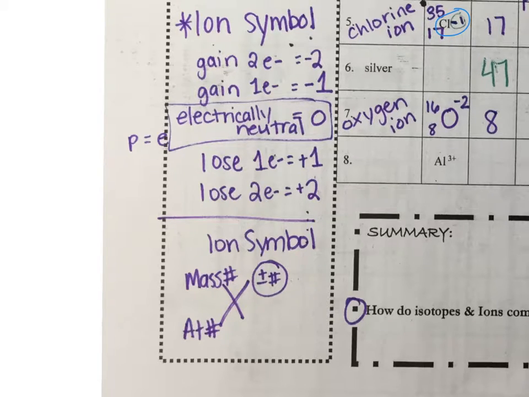So for the test, I need you to have this concept down. If you gain electrons, you become negative. If you lose electrons, you become positive. Exactly. Your ion symbol will still have the same little mass number, atomic number. The only new thing is you'll now have a charge number. That comes from when you find out if it lost an electron or you added an electron.